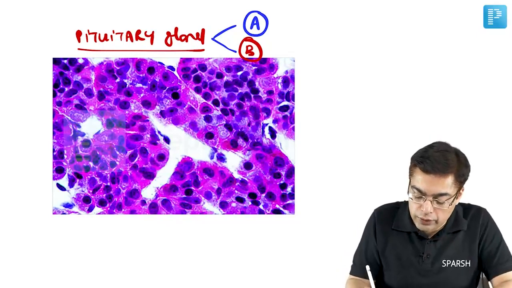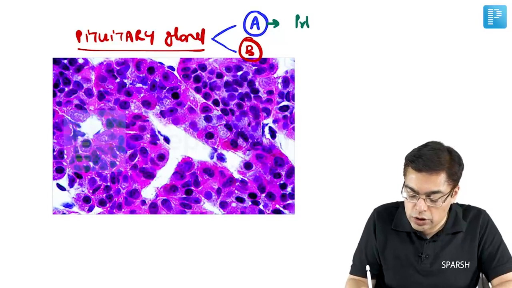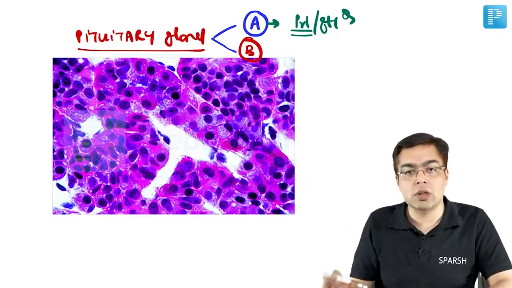What we want to find out over here is that the acidophilic cells are going to be responsible for the secretion of a hormone like prolactin. They are also responsible for secretion of a hormone like growth hormone. That will become a physiology question.